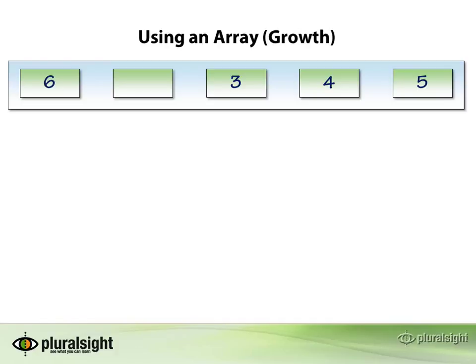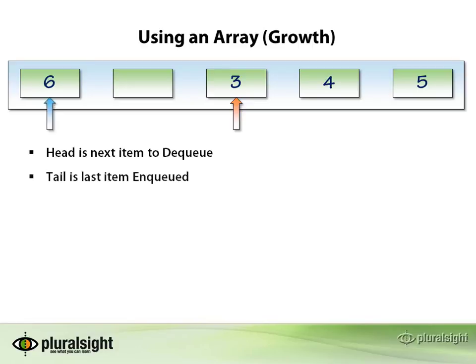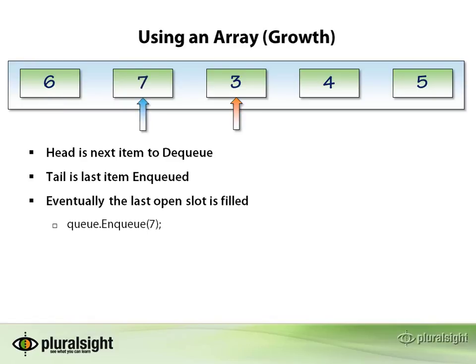Now we have a queue whose array has 4 of 5 slots filled. The head item is the third item. That is, it's the next item that will be returned when dequeue is called. The tail item is the first array item. That is the last item in the queue. There's also an open slot in the array. That slot will be filled the next time enqueue is called.